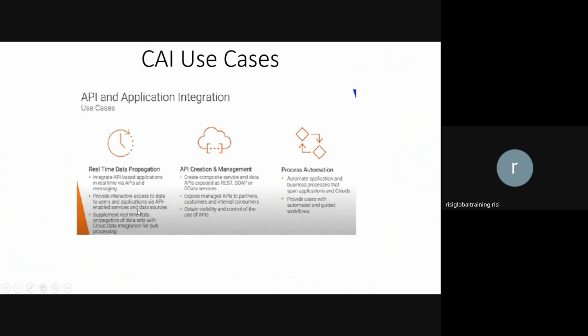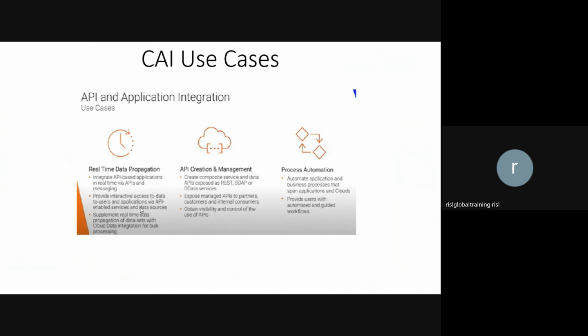Then we have provide interactive access to data to users and applications via API-enabled services and data sources. See, ultimately, if you want to talk to any application, there are two ways to talk. One, in an interactive mode, and second, in an automated way. These are the two ways through which we can talk to other applications.